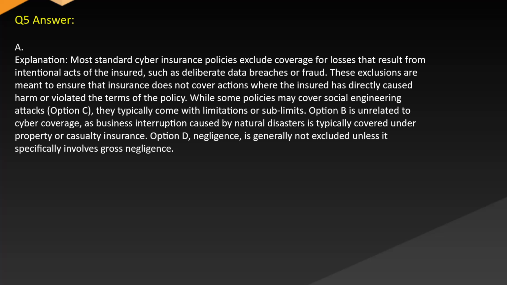While some policies may cover social engineering attacks, option C, they typically come with limitations or sublimits. Option B is unrelated to cyber coverage, as business interruption caused by natural disasters is typically covered under property or casualty insurance. Option D, negligence, is generally not excluded unless it specifically involves gross negligence.